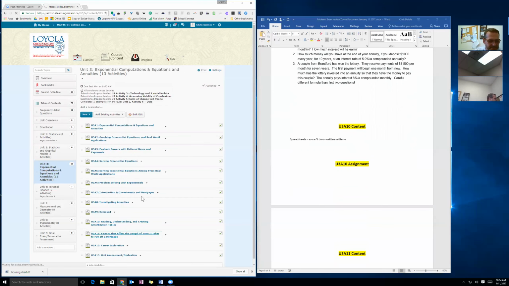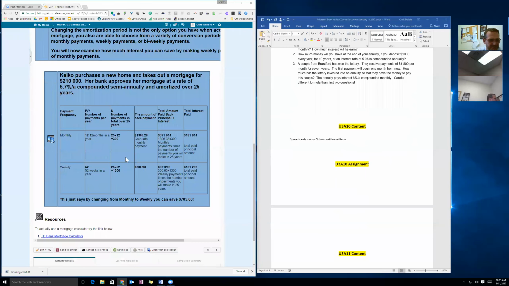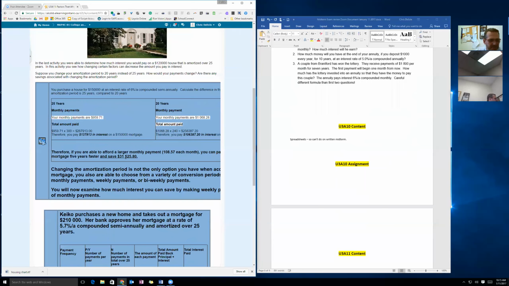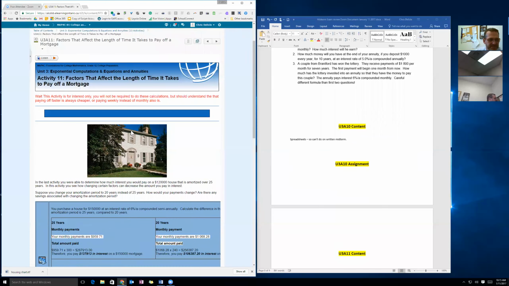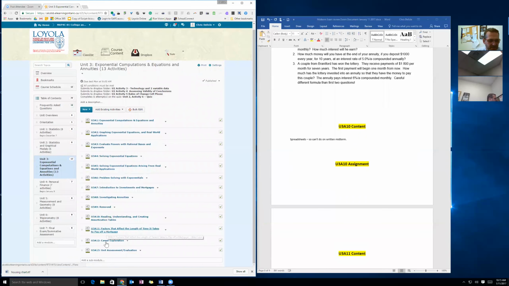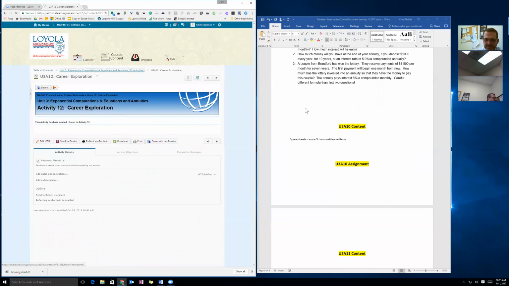Unit 3 Activity 11, factors that affect the mortgage. So I could ask you about the factors. And here, there's no actual assignment on there, but it does talk about some stuff. So I could ask you a content question there, I suppose. Unit 3, Activity 12. There's a career exploration, so definitely nothing we need there. I guess we're all done.